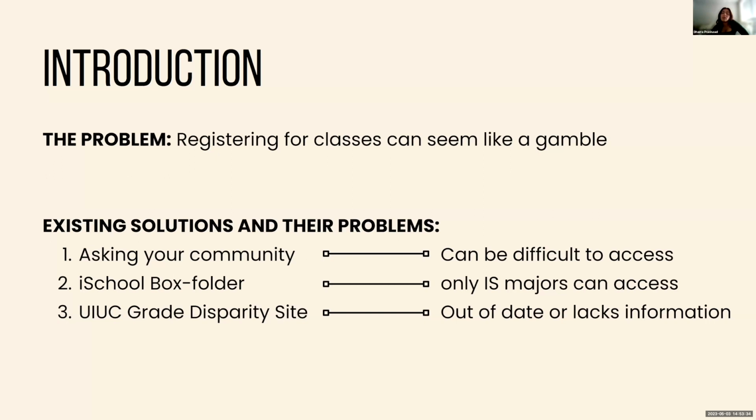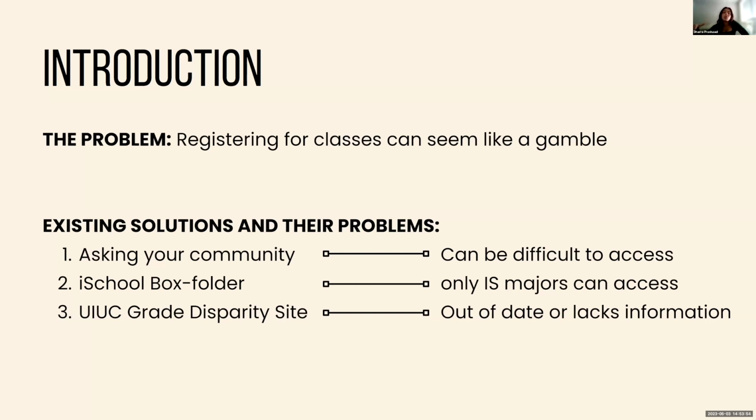So I've asked people about this class, for example. Others have asked me about this class, things like that. But there are issues with these solutions. So asking your community can be difficult to access, especially if you're a freshman or you're someone who's taking IS classes in order to attain an IS minor or anything like that.